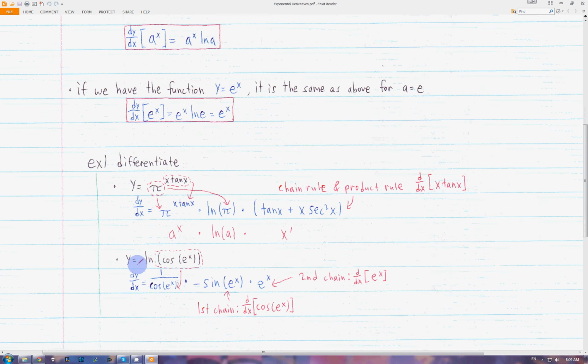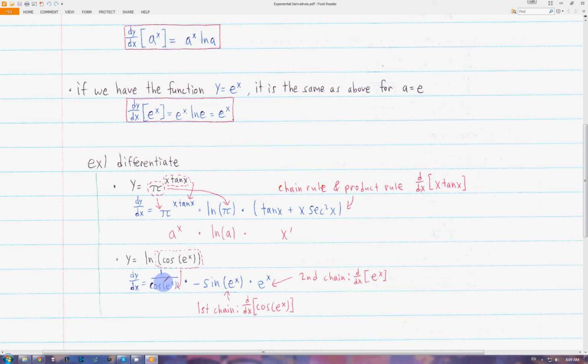So next we have the derivative of ln of cosine of e to the x. So we have 3 functions here. The outside function is the ln of something. So the derivative of ln of something is just 1 over that something. So we take the whole inside, cosine of e to the x, and put it on the bottom under 1. So our first term is 1 over the cosine of e to the x.